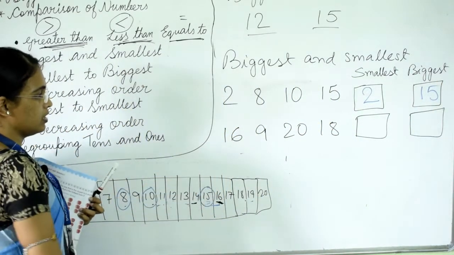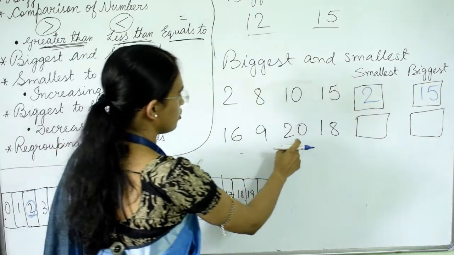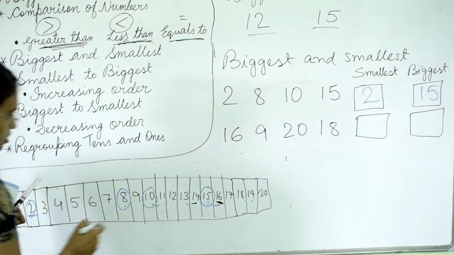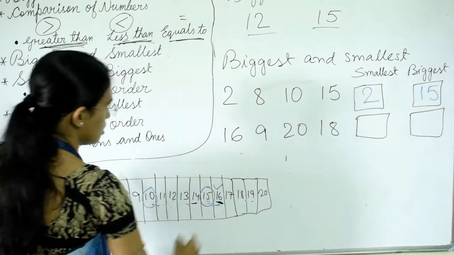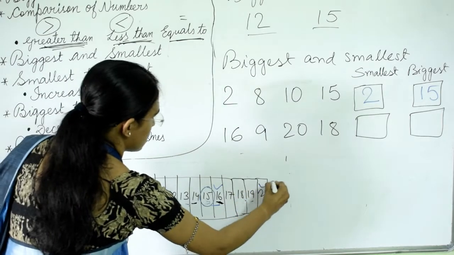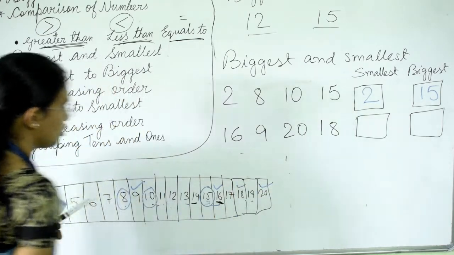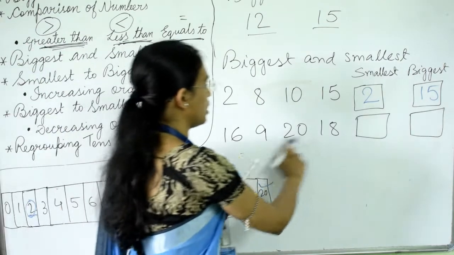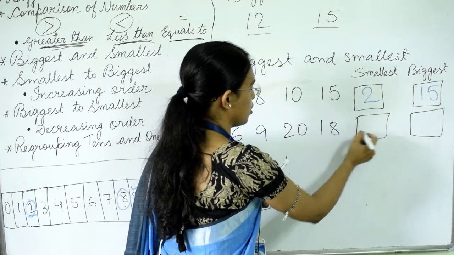Okay. Now the next question is 16, 9, 20, 18. We have to find out both the biggest and smallest number. So 16 is here, then 9 is here, then 20 is here and 18 is here. First we have to find out the smallest number. The smallest number means the number which is near to 0. So which is near to 0? 9. So that means among these 4 numbers 9 is the smallest number.